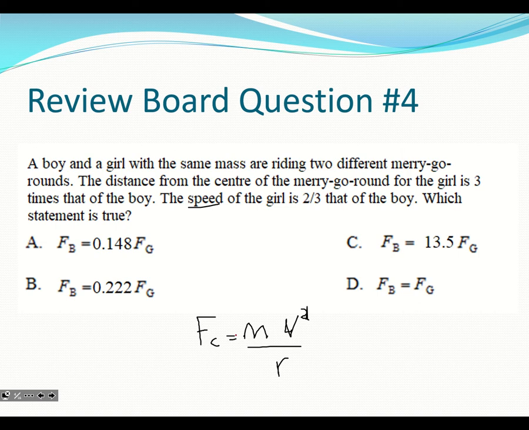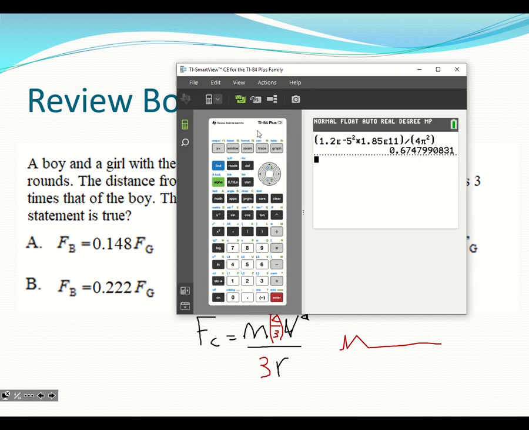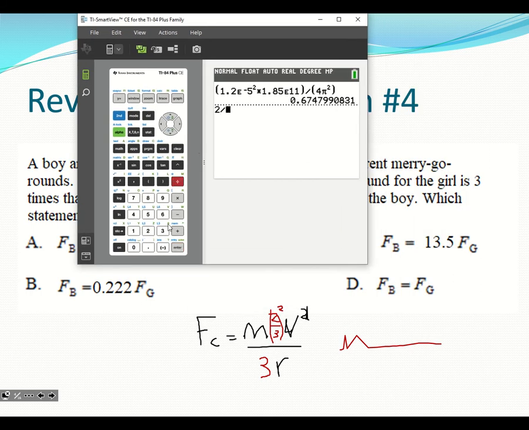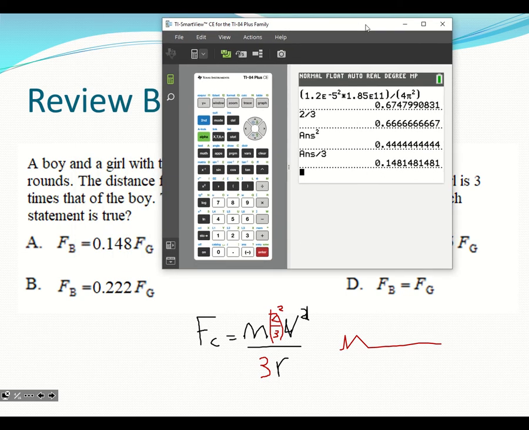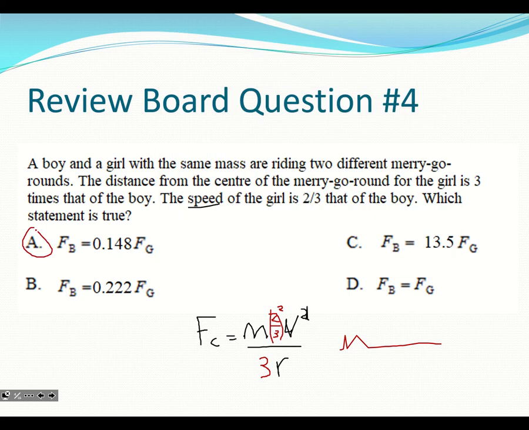And we're going to focus on what changes. The distance from the center of the merry-go-round is 3 times that of the boy, so the girl is 3 times the radius of the boy, and the speed of the girl is 2/3. Because velocity is squared, we have to square our 2/3 as well. You could do this in your calculator: go 2/3 and then square it up top, and then divide by 3 on the bottom. So this is going to be our answer. So we get A as the correct answer.